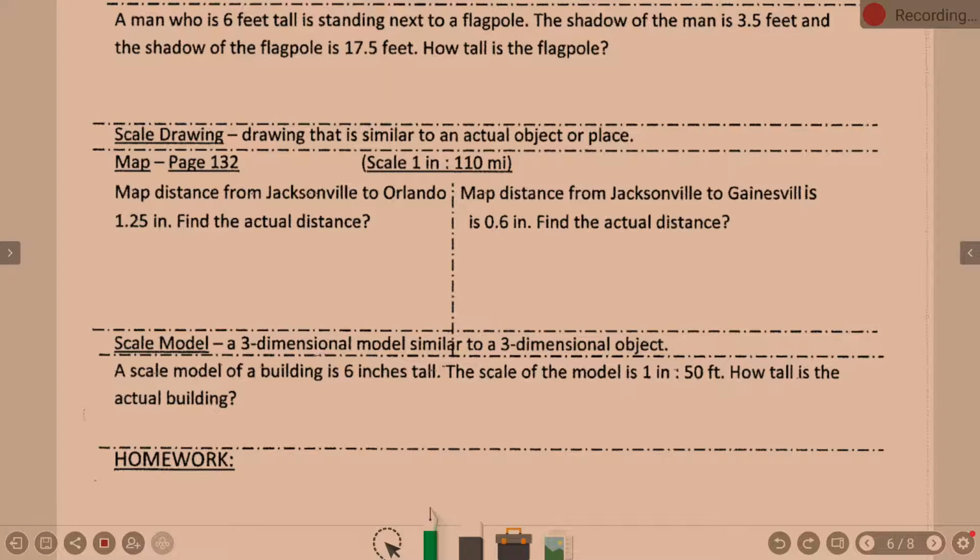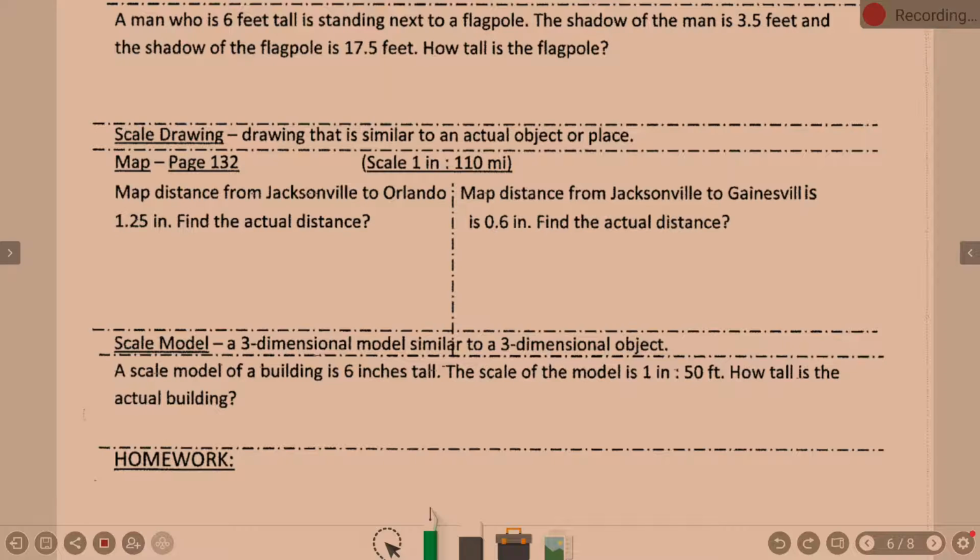A man who is 6 feet tall is standing next to a flagpole. The shadow of the man is 3.5 feet. And the shadow of the flagpole is 17.5 feet. How tall is the flagpole? Okay. What did you do? Just give me a random guess? Yeah. Okay. Not a random guess, though.